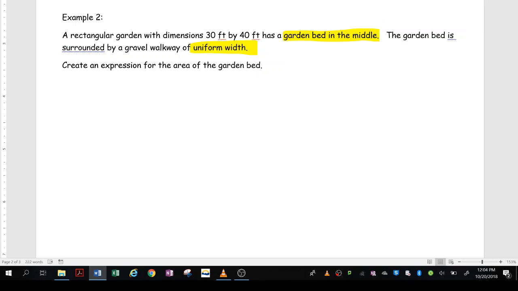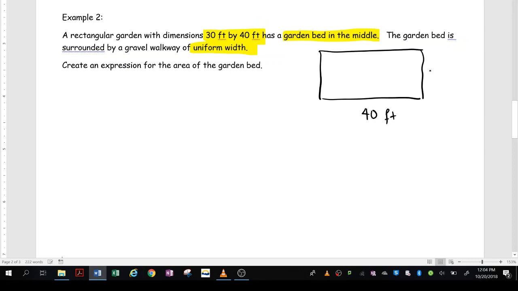Let's draw a diagram here of what we have. So we have a rectangular garden, and it has dimensions 30 feet by 40 feet. So let's put that down. 40 feet and 30 feet. Now we're also told that this garden bed is in the middle. So let's draw that out. Here is our garden bed.